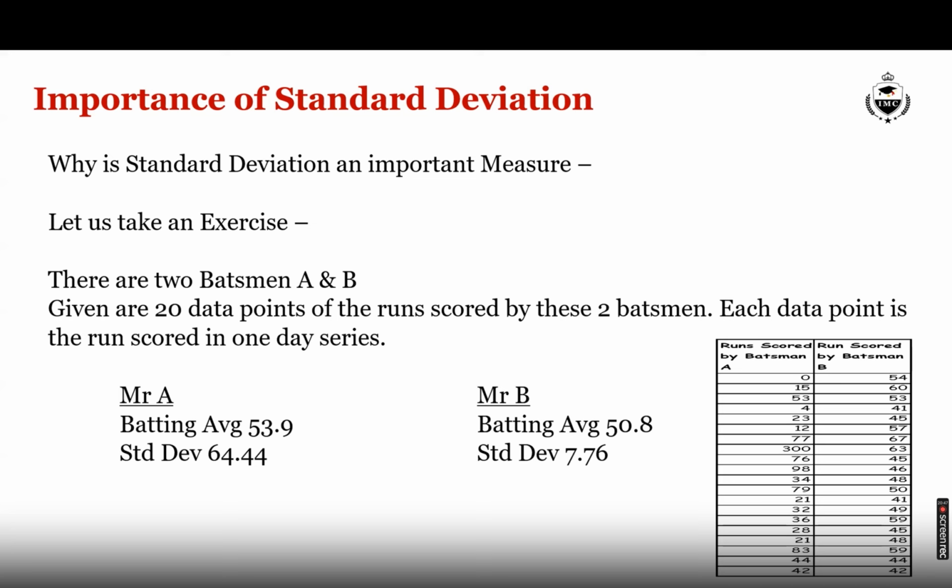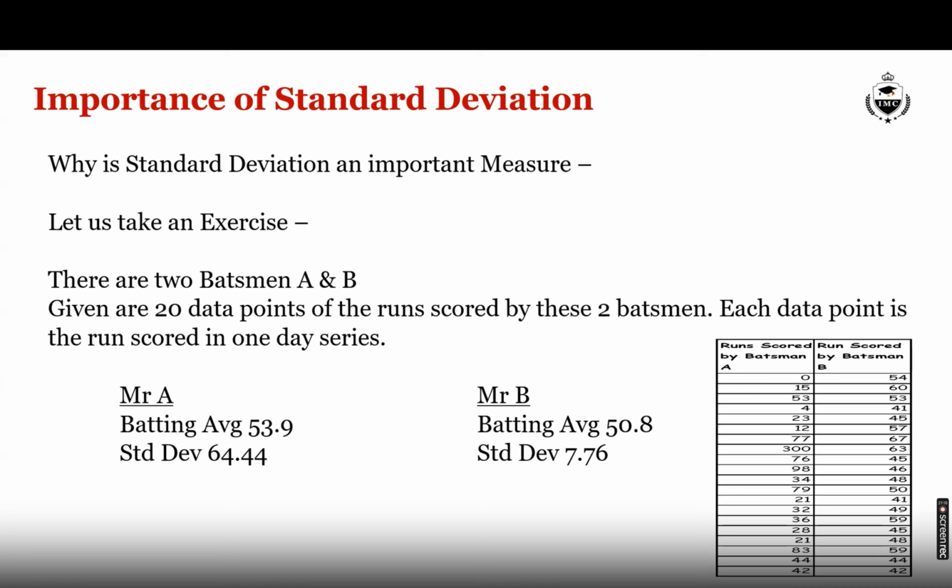Now you see here two examples, Mr. A and Mr. B. Mr. A has a batting average of 53.9 and a standard deviation of 64.44, whereas batsman B has a batting average of 50.8 and a standard deviation of 7.76. Which batsman looks more consistent to you? Obviously, it is batsman B, because the standard deviation or the variation is very less compared to batsman A.